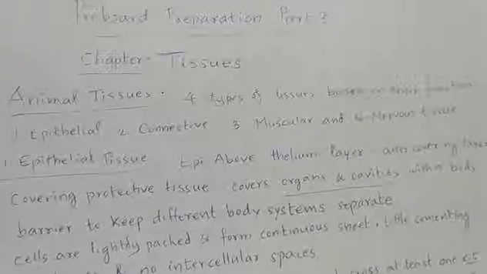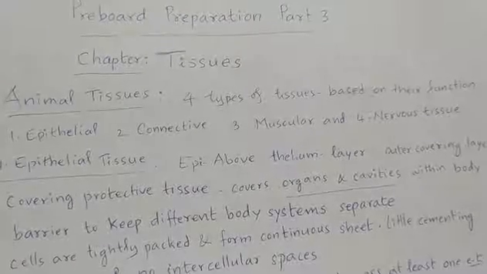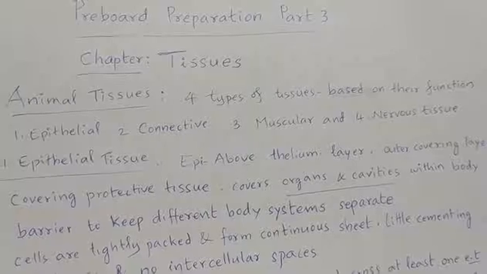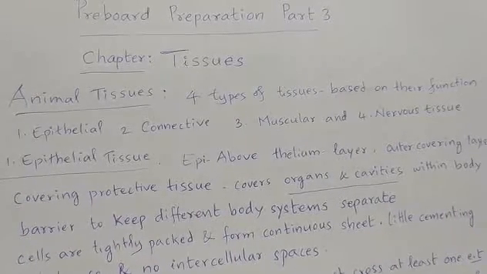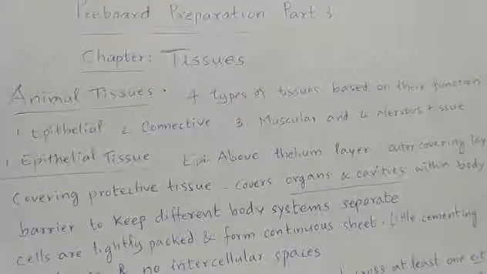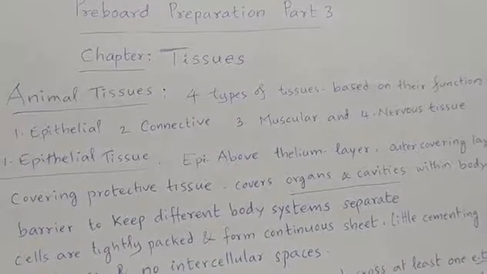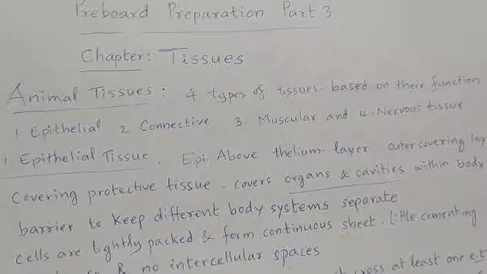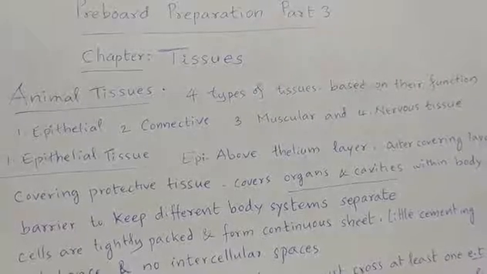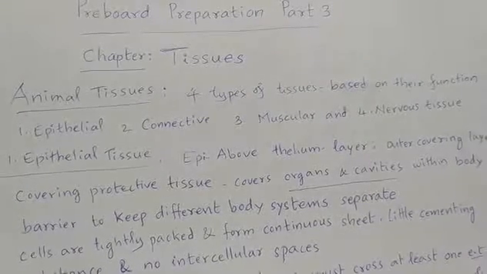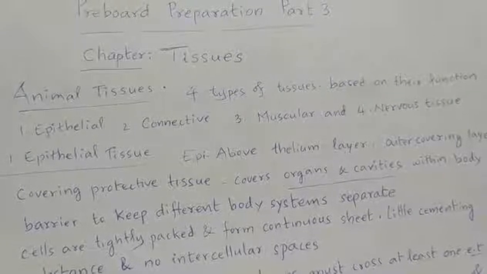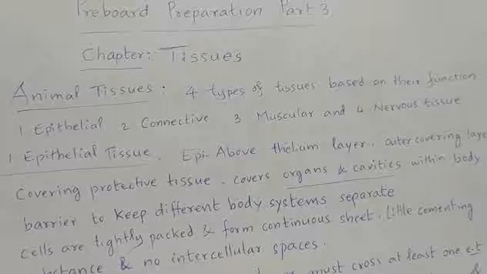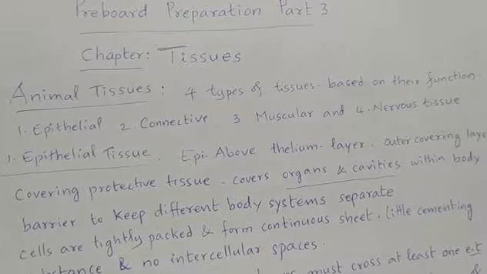We have started pre-board preparation of all chapters. In the last class, we have discussed plant tissues. In today's class, let us discuss animal tissues. Animal tissues, there are 4 types of animal tissues.